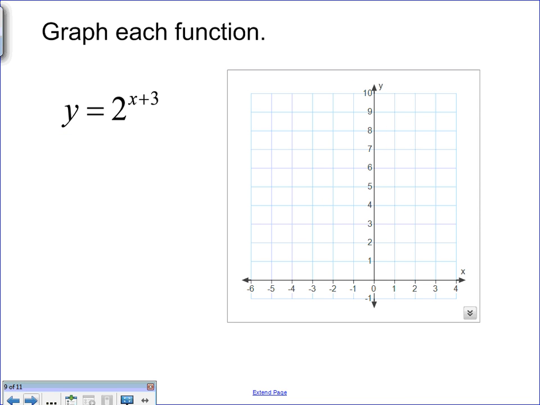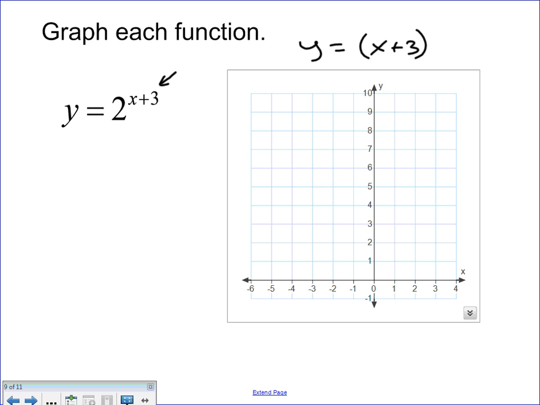So what happens on this one when we have the x plus 3? What does that do to our graph? And so what happens when we have a regular graph of y equals 2 to the x plus 3? Well, which way is it shifted? It's going to be a horizontal shift, right? Which way does it go? It goes the opposite way of what you think. So this would be a shift over to the left 3 places.